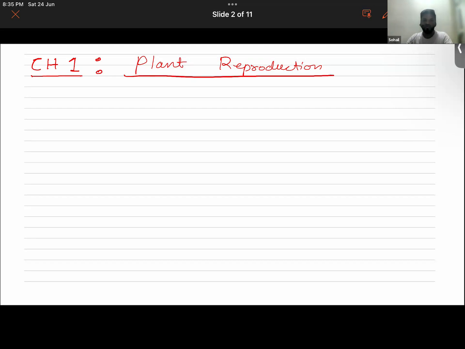So in this chapter, you are basically going to learn about how plants also do reproduction, and how plants grow from seeds, and how plants can also be grown from parts other than seeds, like stems, roots, and leaves as well. So before we even talk about plant reproduction, let's get familiar with the word reproduction.